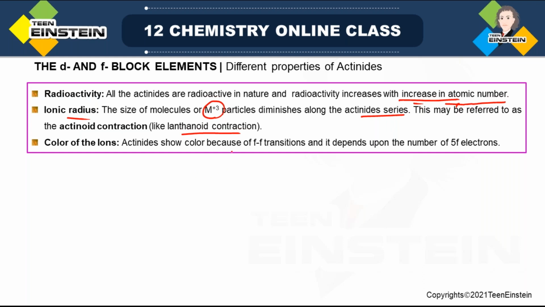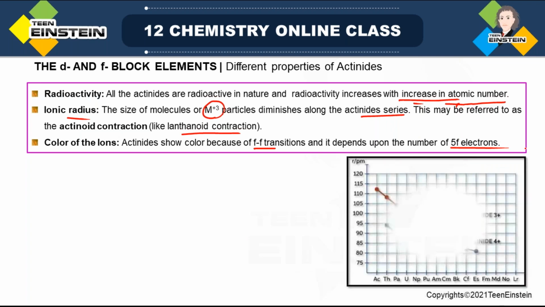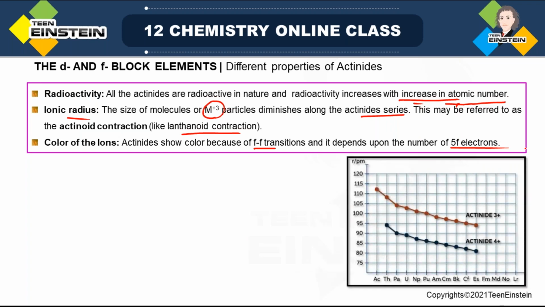Color formation tendency: they also show color, because of f-f transition, and it depends upon how many 5f electrons are present. Here we have a graph where R in picometer unit is on the y-axis. Look at the values, 75 picometer up to 120 picometer, and it is given for two oxidation states, one is 3+, another one is 4+.